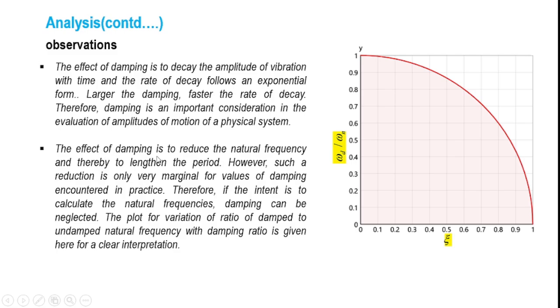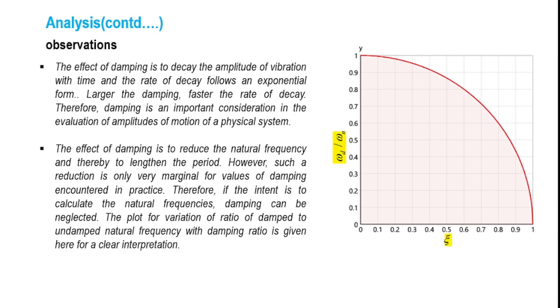The effect of damping is to reduce the natural frequency, because we know that the damped natural frequency is always less than the undamped natural frequency omega n, because we know that the two are related through the relation omega d equal to omega n into square root of 1 minus c square. And obviously, reducing the natural frequency means the damped vibration will have a larger natural period. Now remember, the reduction of this natural period is only marginal for values of damping encountered in practice.